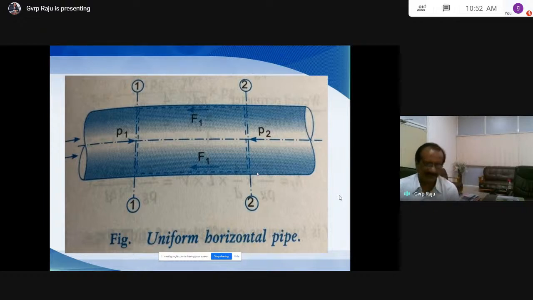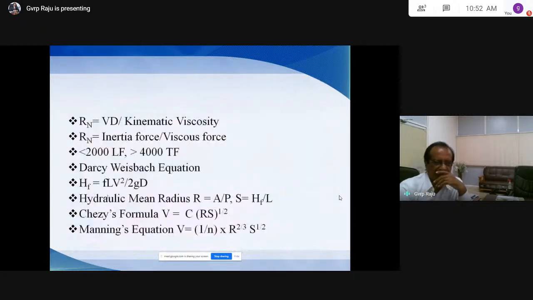And if you simplify that, the final equation is HF is equal to FL V square by 2GD, where F is the coefficient of friction. Normally it varies from 0.02 to 0.03. So the equation for HF is FL V square by 2GD, the Darcy-Weisbach equation. HF is the head loss due to friction, F is the coefficient of friction, L is the length of the pipe, V is the velocity, G is the gravity, and D is the diameter.